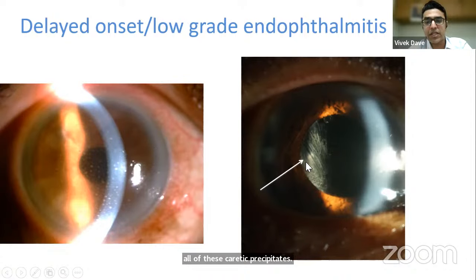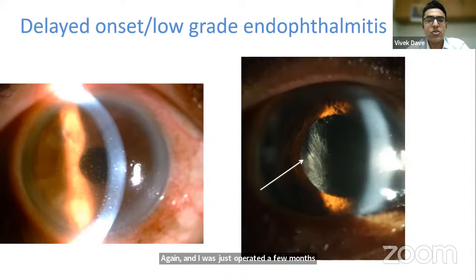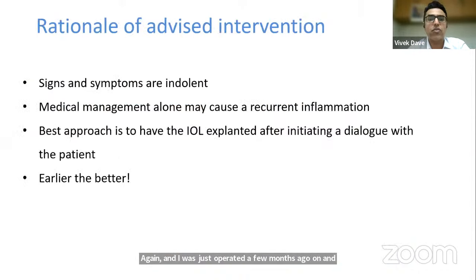Now this is the second presentation. The arrow is pointing to a creamy small lesion which is present in the posterior capsule. Again, an eye which was operated a few months ago, on and off is coming with redness. So these are common presentations of a delayed onset endophthalmitis. So signs and symptoms, as you see, are indolent.